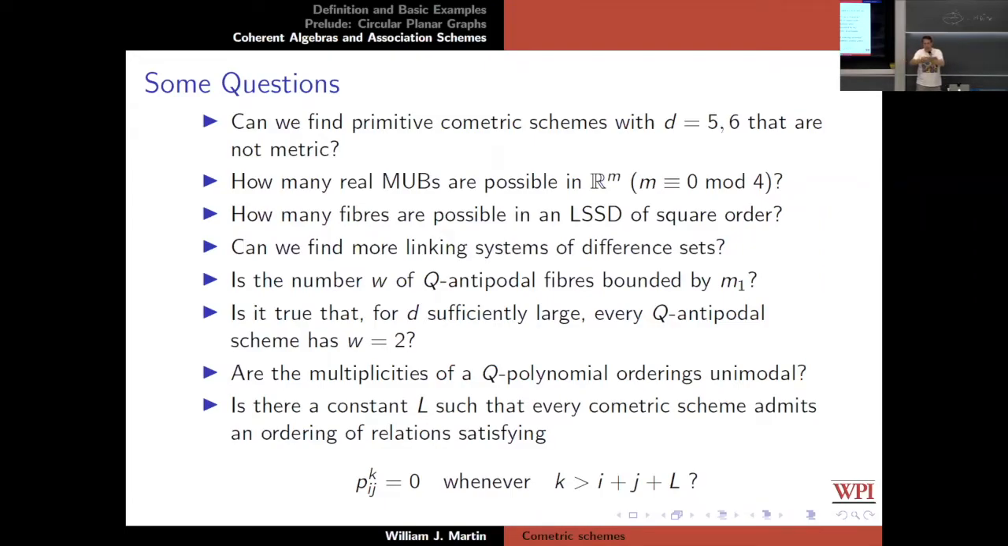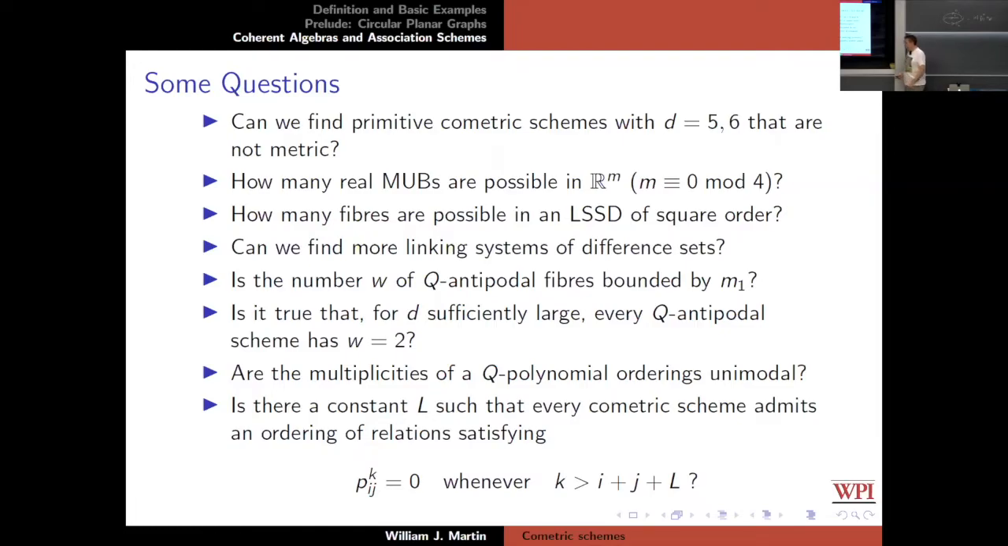But it seems that with Q-antipodal schemes, when you get to a large number of classes, the number of fibers just becomes 2. Remember, P and Q polynomial, Q-antipodal becomes P-bipartite, and in ordinary bipartite language there are only 2 colors, right? The generalization to Q-antipodal allows for more fibers, but I have a feeling that when D gets large, there should only be 2 fibers. That should be the case. We still haven't resolved the unimodality conjecture, that with respect to a Q-polynomial ordering, the multiplicities should be unimodal.